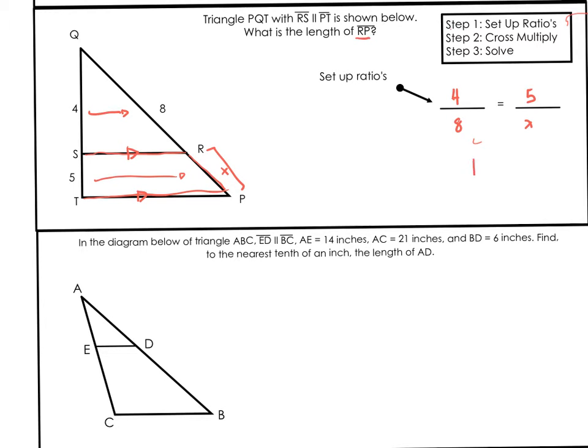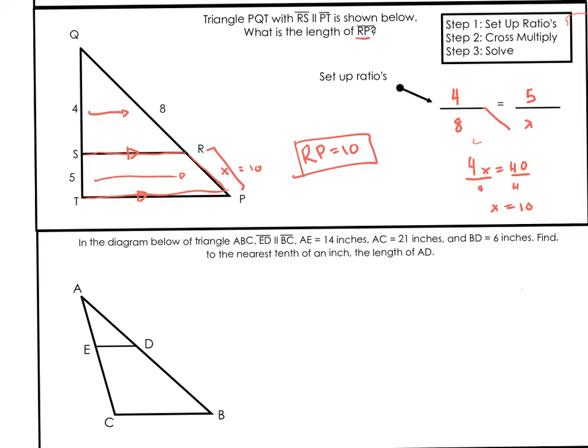So now we cross multiply. 4x is equal to 40. Then we divide both sides by 4, and we get x is equal to 10. So RP equals 10. That was so easy because we could just go across from each other. All right, let's try another one using the Side-Splitter Theorem.